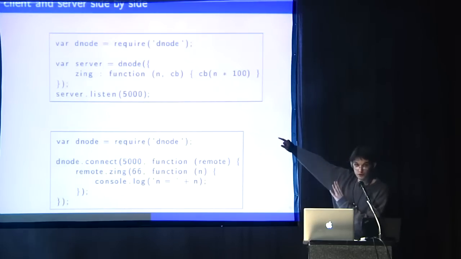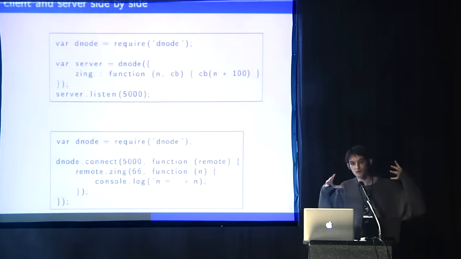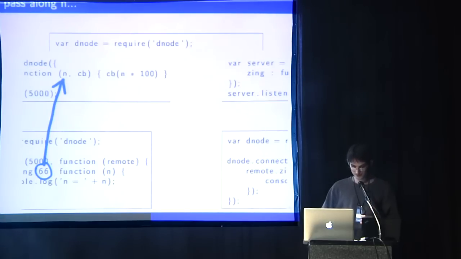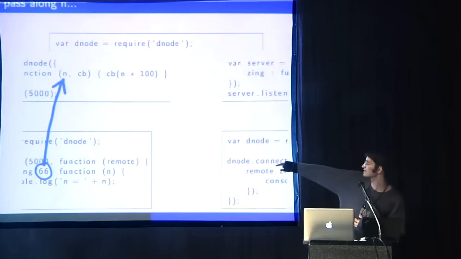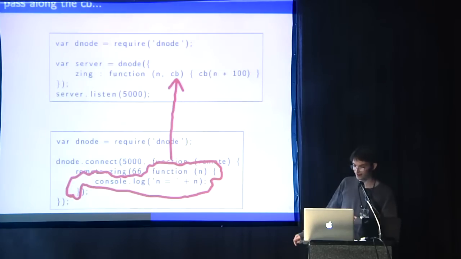So here's these two, client and server side by side, server on the top, and I'm just going to go through kind of what happens when you make a remote function call with dnode. Oh goodness, that's supposed to be red. I don't know what's up with that. Anyways, so here we call the Zing function. We give it 66 as the n parameter. Okay, this one's good. And then we give it this callback here that has just a console.log.